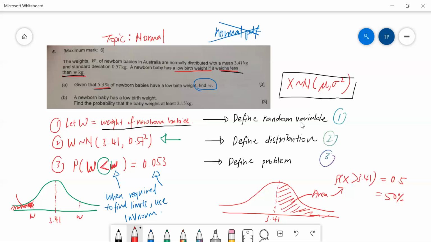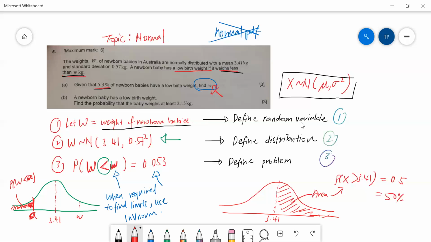This is the probability of W lesser than the weight. Okay, see, it's very confusing. They intentionally use the same letter. So the probability of the weight of the newborn to be lesser than this W over here. Can I not change it? Right now, while we are discussing, I can use another variable. Maybe I use A.